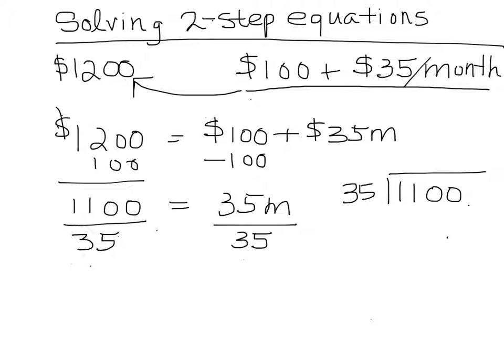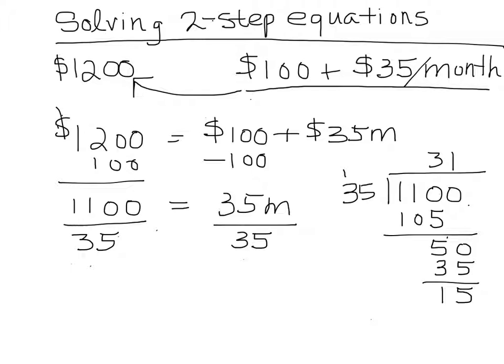Okay, 35 won't go into 11, but 35 will go into 110. I think it will go 3 times. 3 times 5 is 15, carry the 1, 3 times 3 is 9, plus 1 is 10, and now I end up with 5, and bring down the 0. 35 will go into 50 once. I'm going to have some amount left over, so I end up with 15.